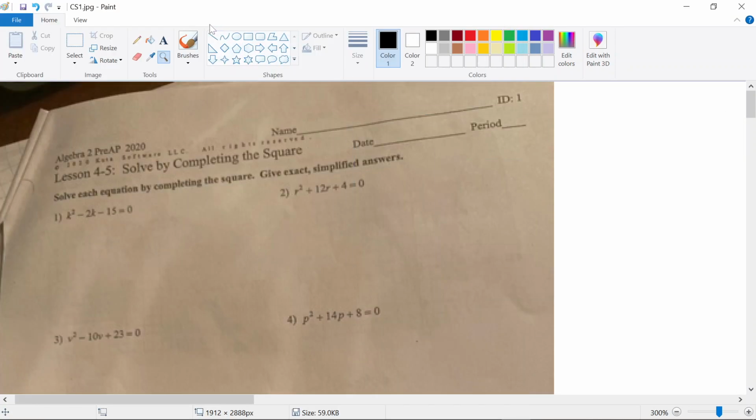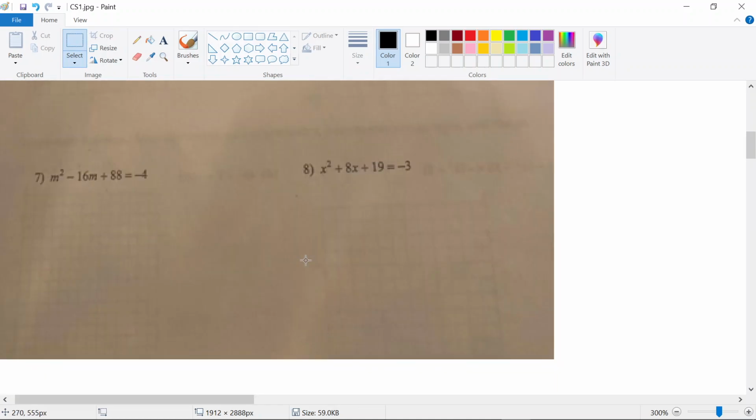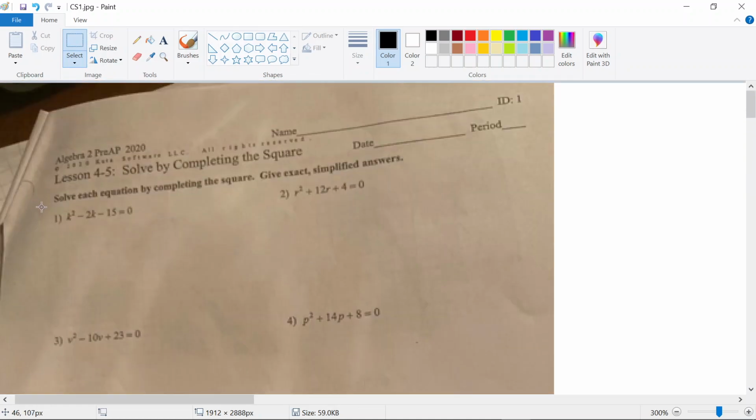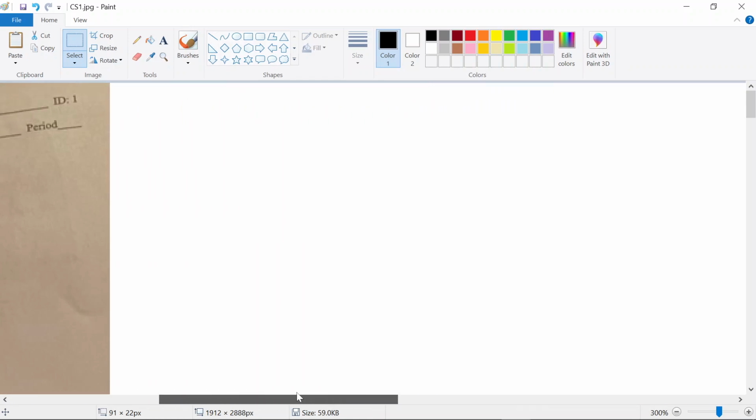Here's some more completing the square. I've already done the last one. I've done number 8, x squared plus 8x plus 19 equals negative 3. And I said if you can do the last one, you can do all of them. So let's see if my high school algebra teacher was right. Can I now do all of them?